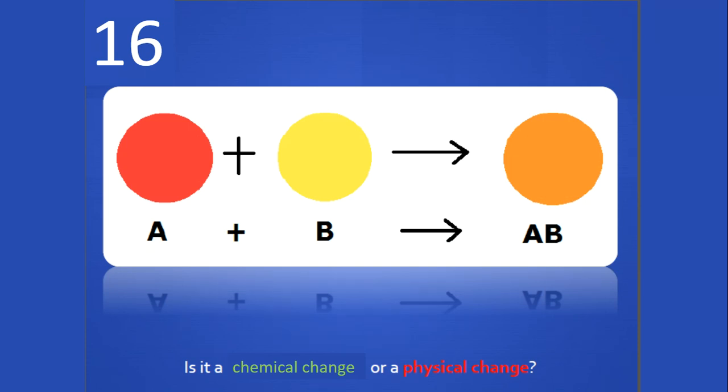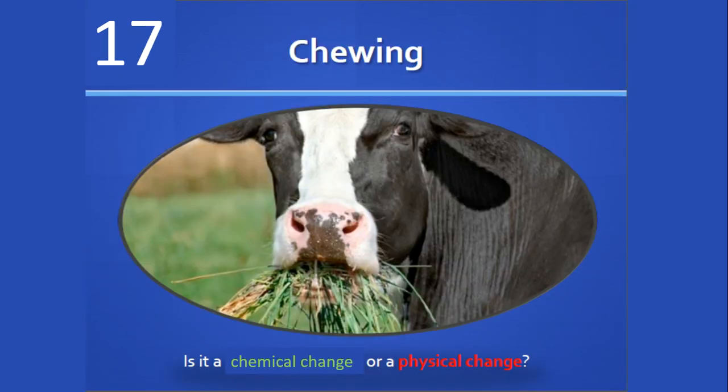You have one substance and another substance. They come together, they react together, and then you get a different substance. Is this a chemical change or a physical change? Justify your answer. I'm chewing my food. I'm breaking my food down. Is this a chemical change or physical change? Justify your answer.